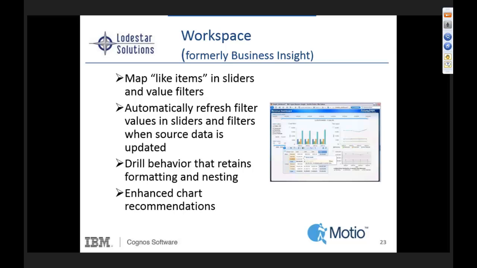Formatting and nesting is retained as you drill through from the workspace. So before it was kind of quirky and didn't always work that way. And also, Cognos will now suggest the best way to view data that you're bringing into a workspace. So it may suggest a different chart or a different line, and you can actually click through and see why Cognos is suggesting that you do that. But really, the most important improvement here, I believe, is the ability to filter on those like items.